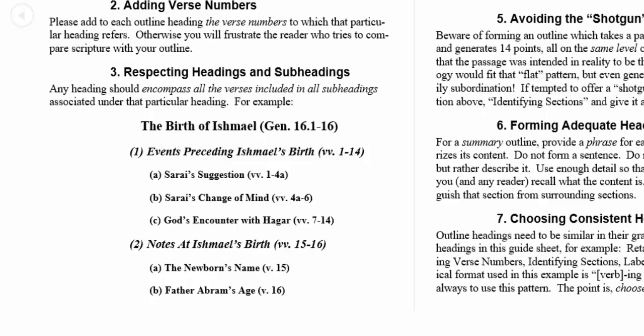So by respecting the headings, we mean don't put additional information under a heading than what you've announced in its verse span, and don't leave out anything you've announced. It does not mean that every verse needs a single dedicated heading. You can see from this example, verses 1 through 4a are all accounted for with heading 1a, Sarai's suggestion.